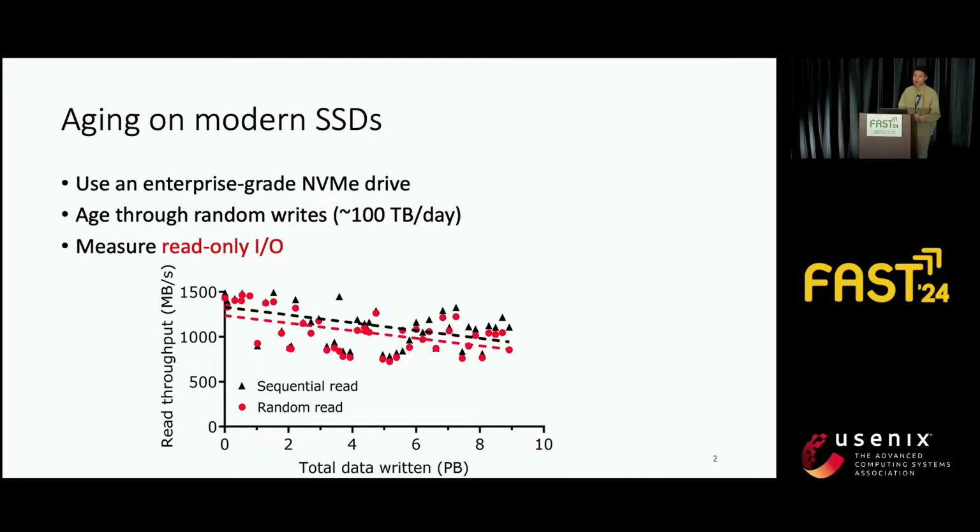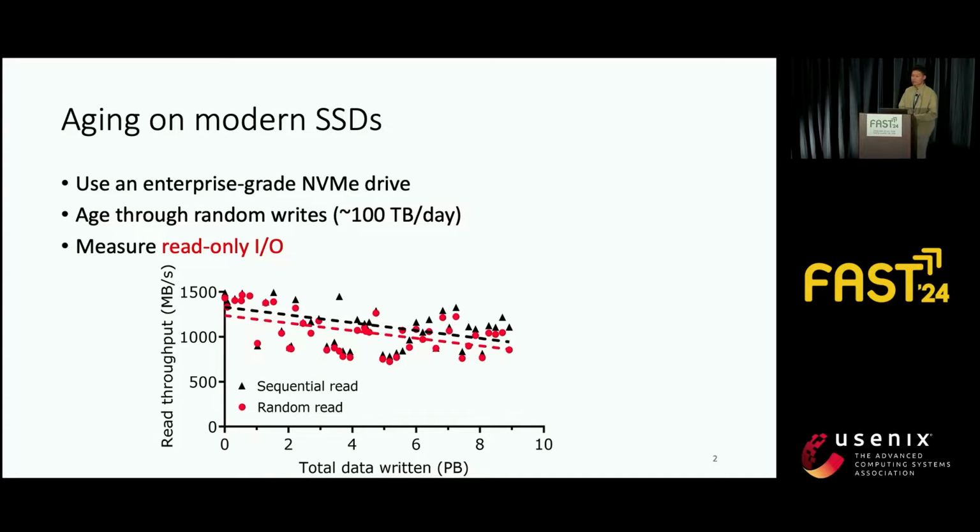At a high level, the capacity-variant storage system is designed to mitigate the aging-introduced performance degradation on modern SSDs. So to start off, let's first investigate the impact of aging on modern SSDs.